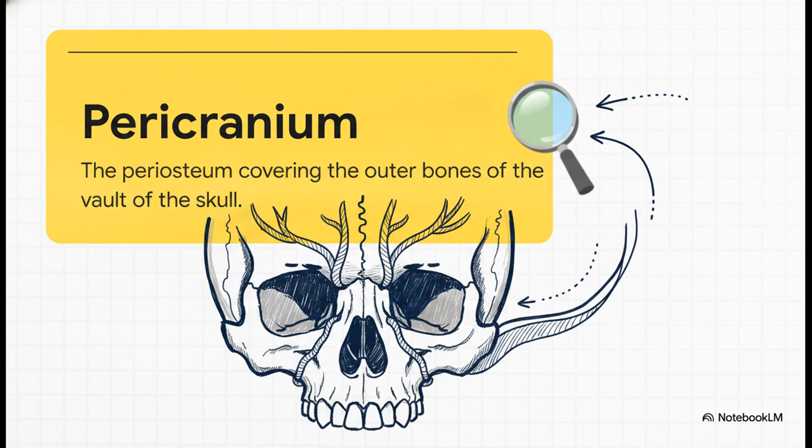The P stands for pericranium. This is essentially the periosteum, a fibrous membrane that covers the outer bones of your skull. For the most part, it sits pretty loosely over the bone, so it can be stripped away pretty easily. But at the skull's sutures, right where the bones actually meet, it is anchored incredibly firmly.